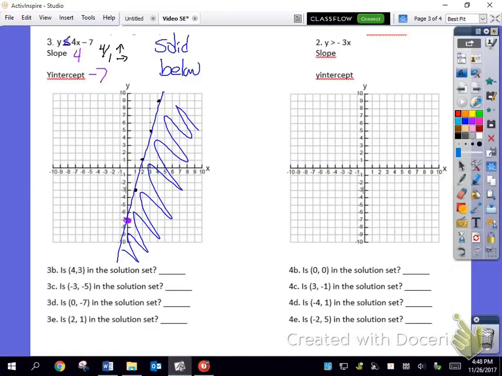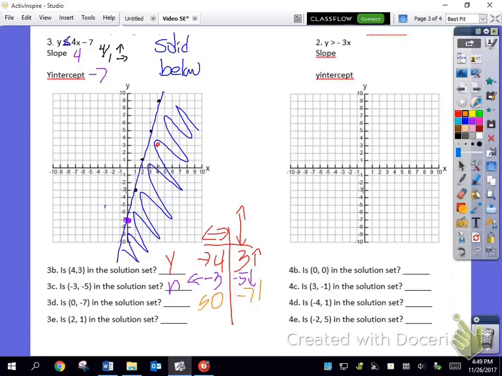Now we're going to look at our points. You can set your point 4, 3. Remember, the first number tells you left or right, second number up or down. So you go right 4, up 3, 4, 3, yes. Negative 3, negative 5. You go to the left and you go down. So left and then down. Nope. And then you have 0, negative 7, so you stay put and you go down 7.